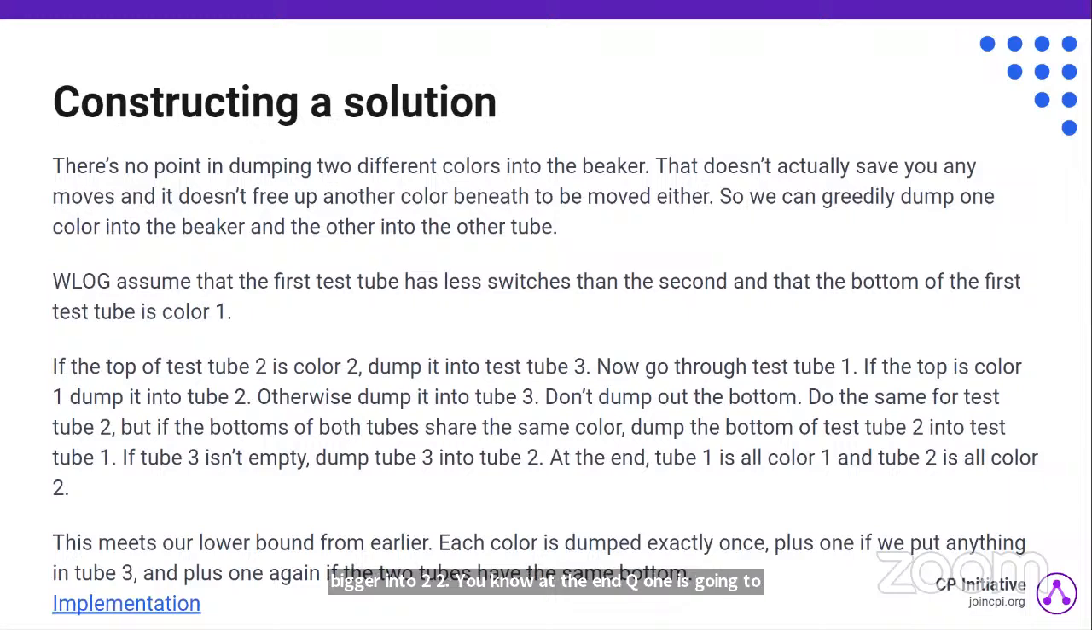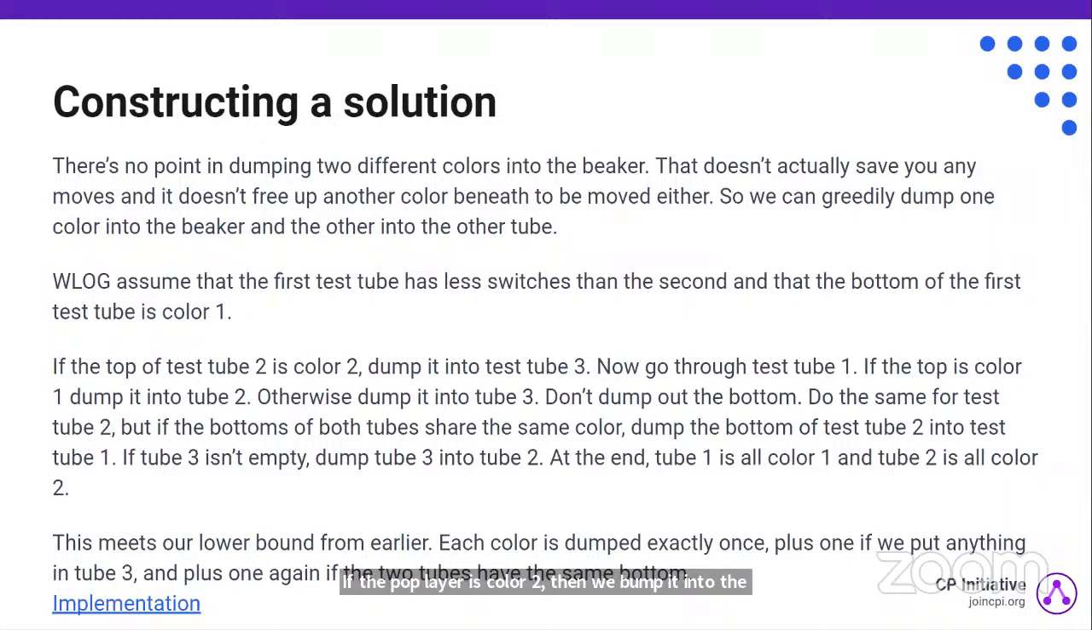If we look at this algorithm carefully, it meets the lower bound from earlier, right? Because each color is dumped exactly once. And can't you only dump the top? Yeah, my meaning is basically you just take the tube one at a time. You go through each layer. If the top layer is color 1, we dump it into the other tube. If the top layer is color 2, then we dump it into the beaker.